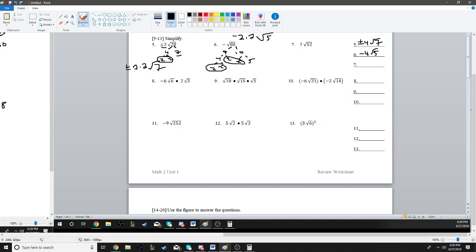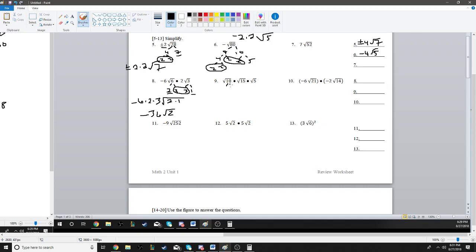For number 8, the 6 will break up into 2 and 3. And this 3 breaks up into 3 and 1. So here's my pair of 3's. The negative 6 was from the beginning of our problem. The 2 on the outside was from the beginning of our problem. We have a 3 from our pair. And then what goes back under our root is 2 times 1. So on the outside, this is a negative 36 times the square root of 2.